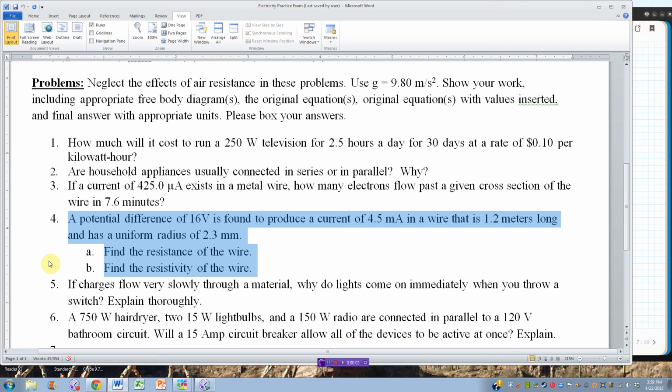This is the electricity test, or practice test number 4. A potential difference of 16 volts is found to produce a current of 4.5 milliamps in a wire that is 1.2 meters long and has a uniform radius of 2.3 millimeters. We want to find the resistance of the wire, and then we want to find the resistivity of the wire.